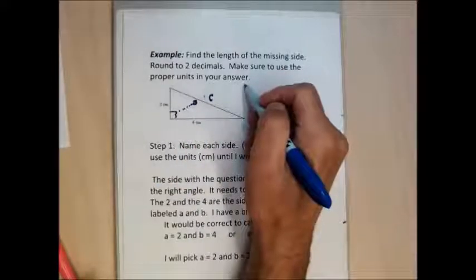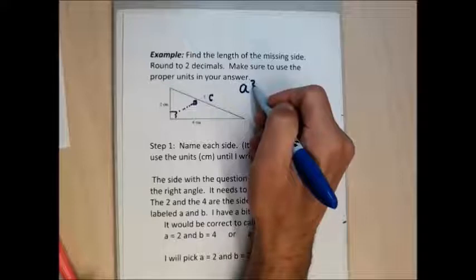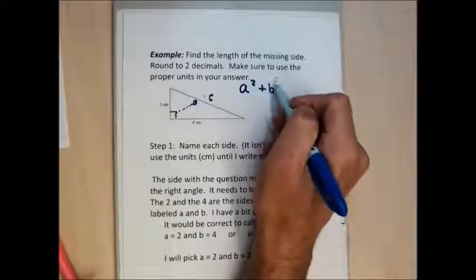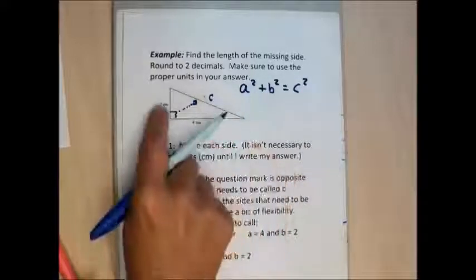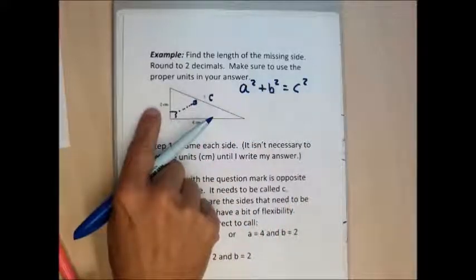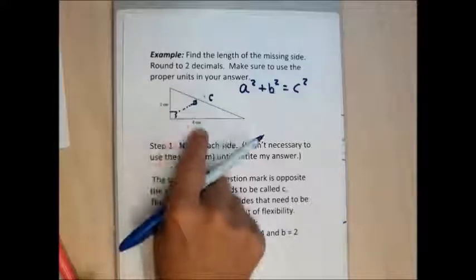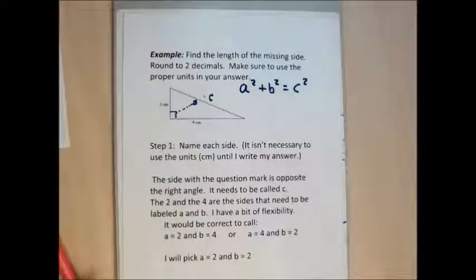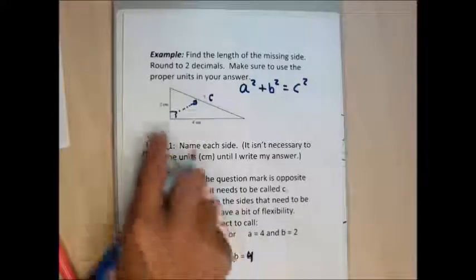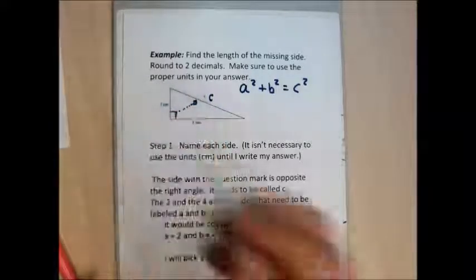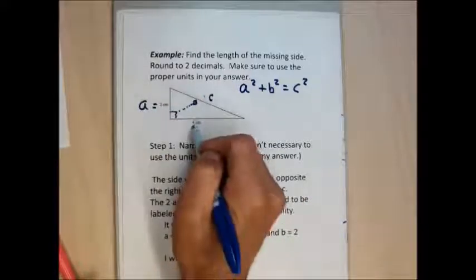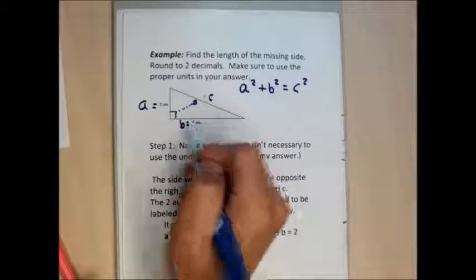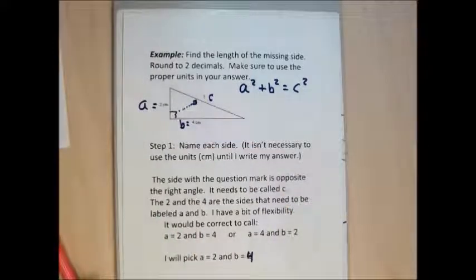So I'm going to use the formula a squared plus b squared equals c squared, and I need to decide which, if I'm calling the 2 an A or a B, and if I'm calling this 4 an A or a B. I picked A equal to this 2, and B equal to this 4. I'm not going to include units in my work, I'm just going to include units in my answer.